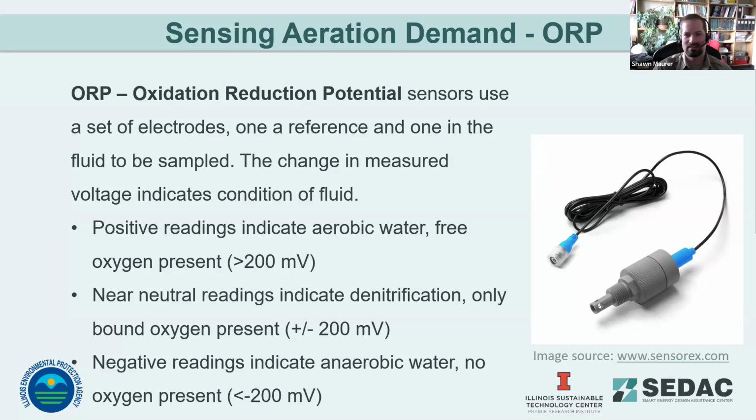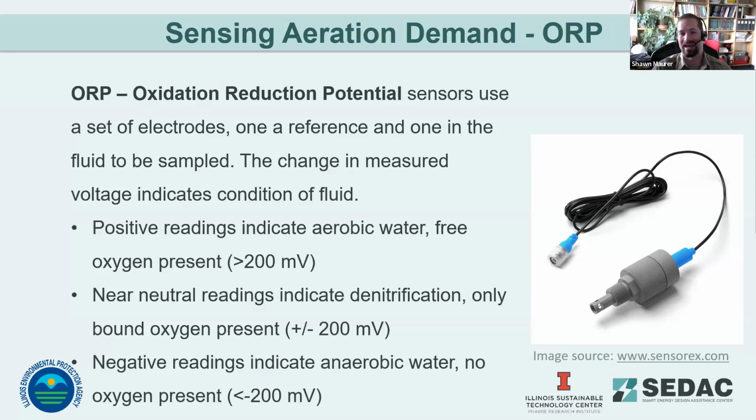There's also oxidation reduction potential control. The benefit of this type of sensor is you're able to tell what type of process you're in instead of just how much residual oxygen there is. So if you have positive readings, you have aerobic water, generally you've got free oxygen present. As you start hovering around neutral, plus or minus 200 millivolts, now you're into where you're able to do denitrification. There's not free oxygen in the water, it's bound to nitrogen in nitrates and nitrites.